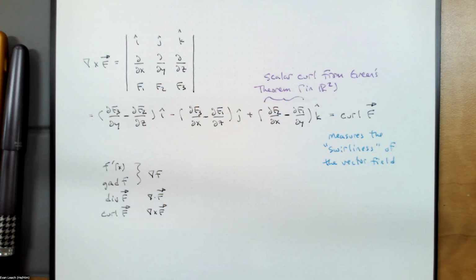They tell us different things. F prime of x gives us the slope of the line tangent to a curve at a given point. In that sense, it's the direction that the function is going. We've got the gradient. That's the direction of maximum increase of a scalar function. We've got the divergence, how much the vector field is behaving like a source. And then we've got the curl, which is how swirly the vector field is, and also what direction it is swirling, kind of your maximum swirliness.